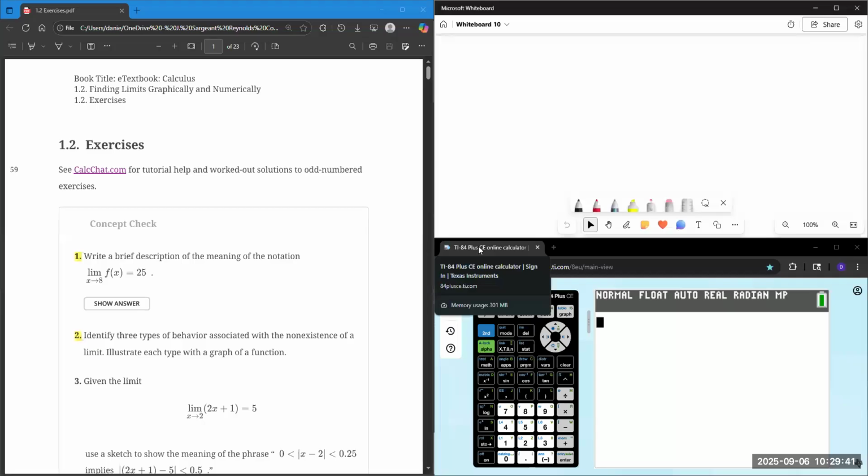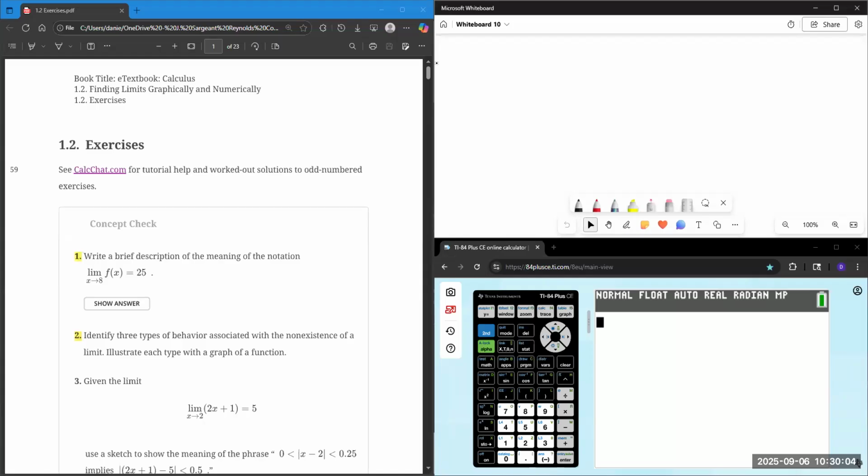In today's video, we're going to cover suggested homework problems for 1.2 for Calculus 1. Again, this is the Larson Calculus 11th edition problems. So let's look at number 1 first. Give a brief description of the meaning of the notation. Limit as x approaches 8 of f of x is equal to 25.